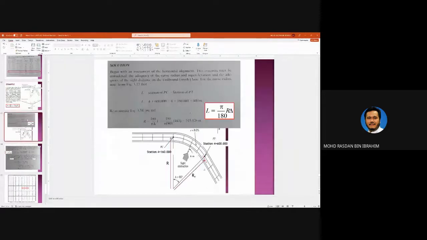So the first thing that we need to consider is the horizontal alignment. Okay, so two concerns to be checked. The adequacy of the curve radius and the super elevation, and also the adequacy of the side distance on the eastbound.